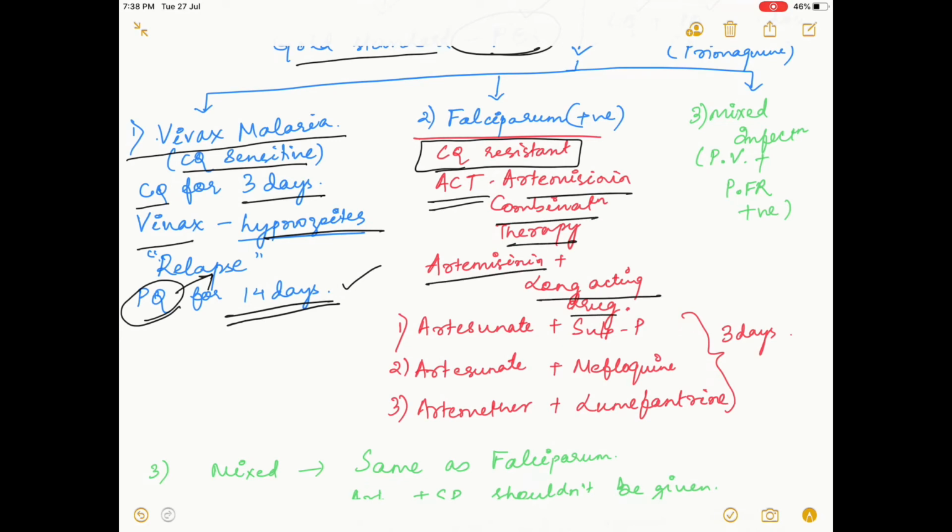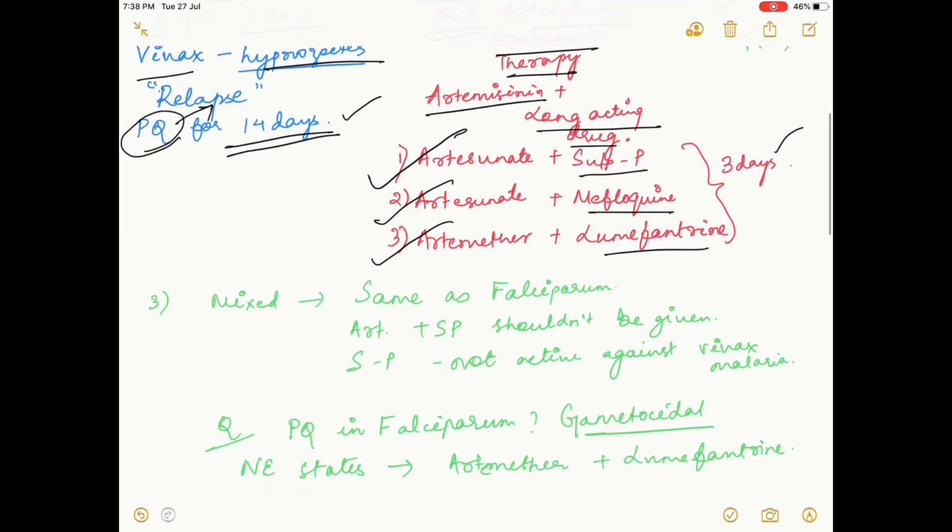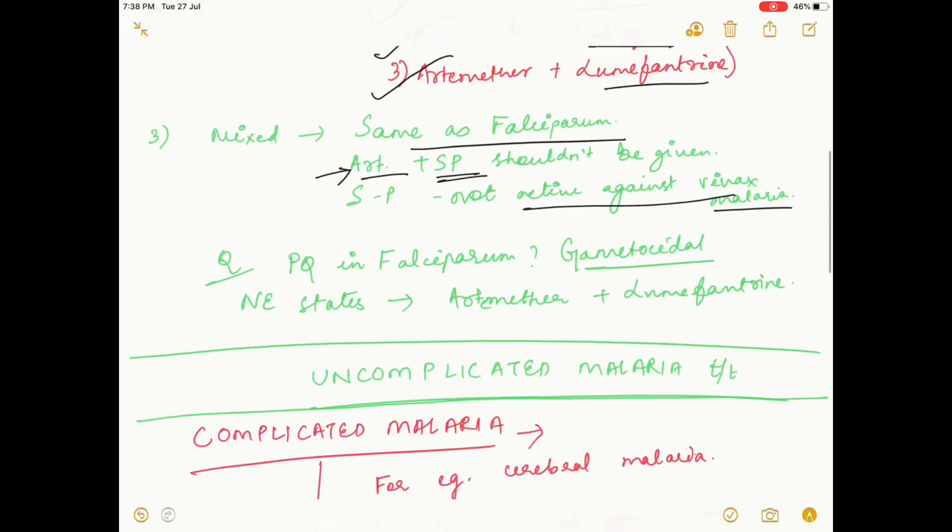Next is falciparum malaria. Falciparum is usually chloroquine resistant now, so we give ACT, artemisinin combination therapy. So artemisinin plus a long-acting drug is given: artesunate plus sulfadoxine-pyrimethamine, or artesunate plus mefloquine, or artemether plus lumefantrine for 3 days. Then the third case is mixed infection, that is Plasmodium vivax plus Plasmodium falciparum positive. In that case, it is same as falciparum malaria, but artesunate plus sulfadoxine-pyrimethamine should not be given, as this is not active against vivax malaria.